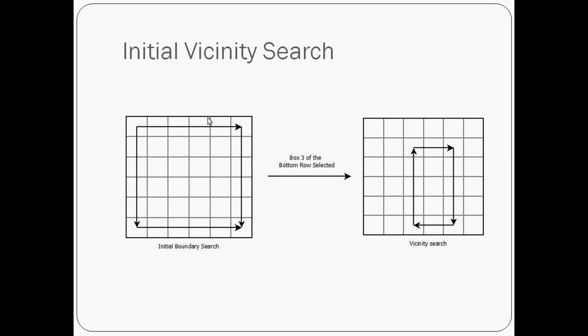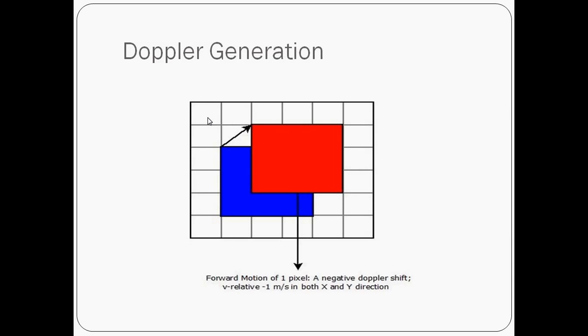And so after performing this vicinity search, we are able to detect the presence of the template and presence of the object which is specified in the template, and so in this way we are able to search the object in the first frame. This is the first frame search, which is the initial vicinity search, and this is the most time consuming part of this algorithm. We move forward, and now the most important thing is Doppler generation.